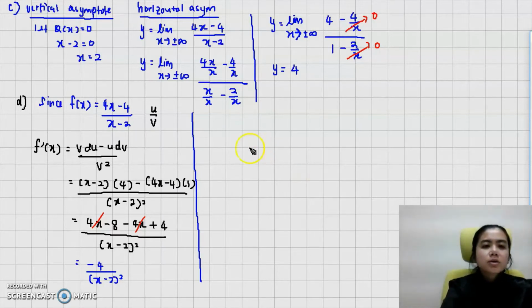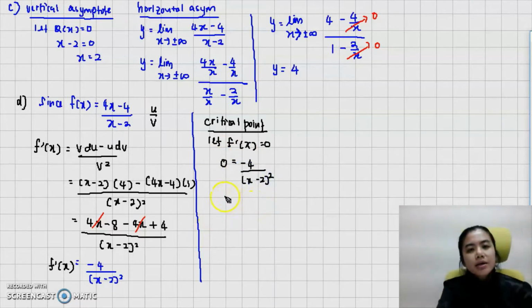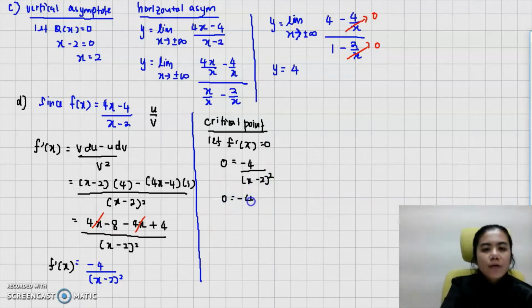In order to identify the critical point, it's same as usual. You need to let your f prime equal to 0. What is your f prime? Your f prime is this one. So let this one equal to 0. You will have 0 equals -4 over (x - 2) squared. Again, this will give you a false statement, because it's impossible to have 0 equal to -4.